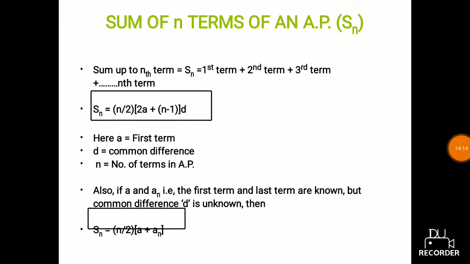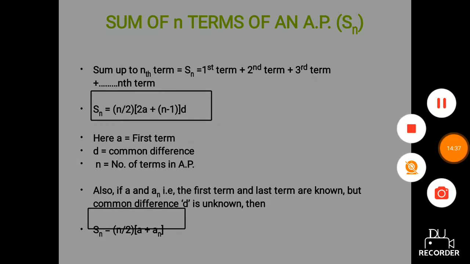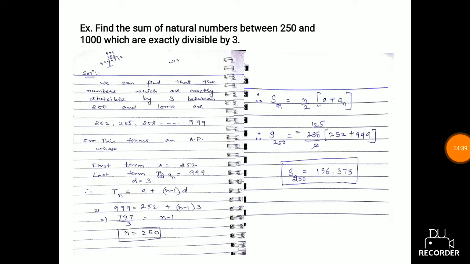All these three variables are familiar to us because we have discussed them previously. We have another formula also. Suppose a and an, that is the first term and last term, are known, but the common difference d is unknown, then how can we find Sn? We can use the formula Sn is equal to n by 2 bracket a plus an, that is n by 2 into first term plus last term. So both the formulas can be used according to the requirement of the question. Now let's find the Sn for a given example.